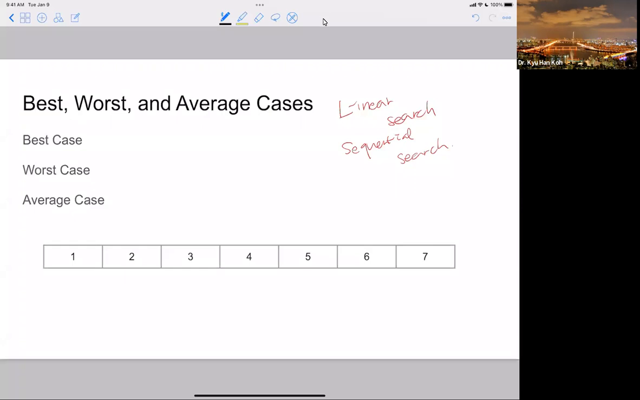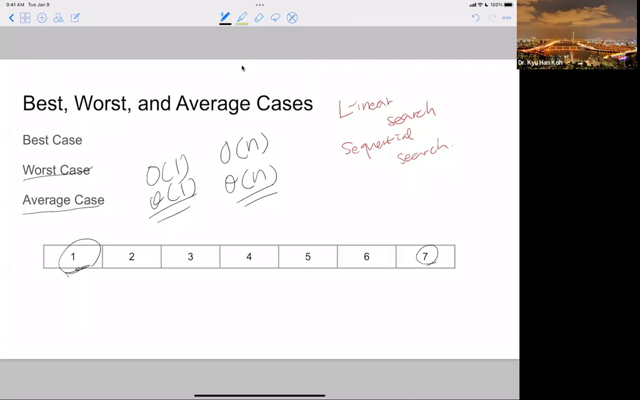Then what would be the best case of linear search or sequential search? The best case would be 1, the first one, right? So it takes only 1 step. It means big O 1 or big theta 1, right? And the worst case, the 7, right? Also, that is n, the problem size, or big theta n.